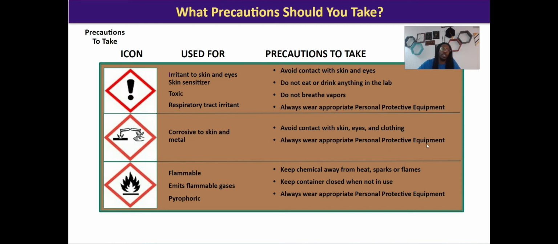We're going to talk about what exactly PPE is, which is personal protective equipment. But first, what is that? Flammable. Basically, with flammable, it is what it seems like, right? It's flammable. Fire can happen from it. So you want to take some precautions. Keep this chemical away from heat or any sparks or flames like that.